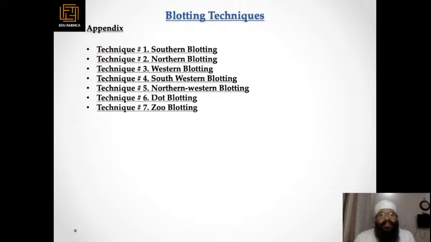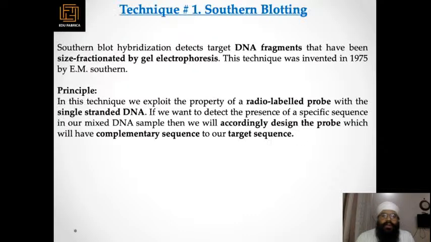Sorry, so we will deal with the southern, northern, western, southern-western, northern-western, dot blotting and zoo blotting. So southern blotting is a southern blot hybridization and targets the DNA fragments that have been size fractionated by gel electrophoresis. And this technique was invented in 1975 by E.M. Southern.